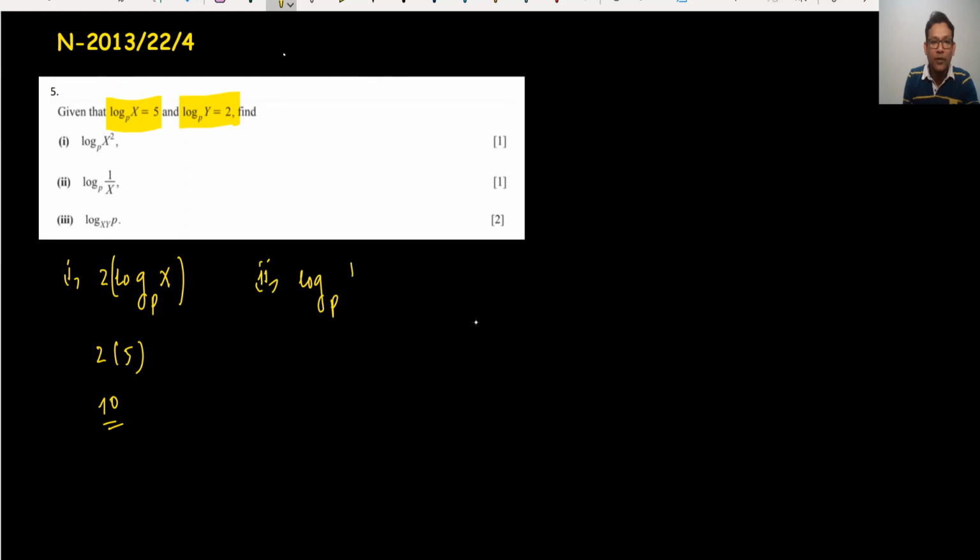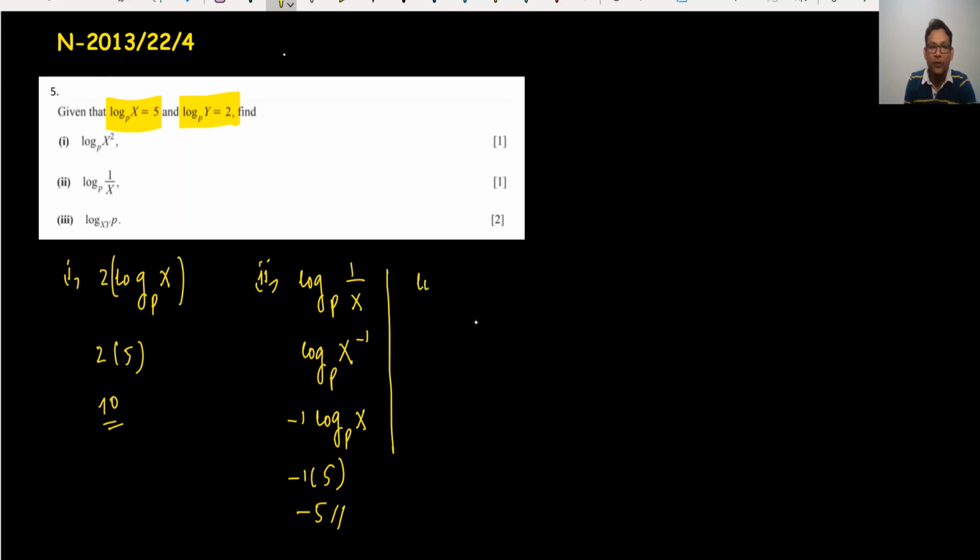There are two possibilities here I want to use. One is you can write log_p of x to the power minus 1. Minus 1 will become the coefficient, and log_p x equals 5, so the answer is minus 5. Done. Second option, you can write log_p 1 minus log_p x.